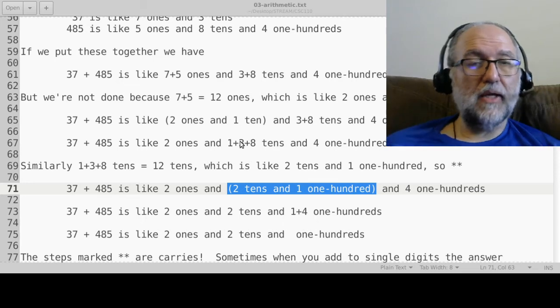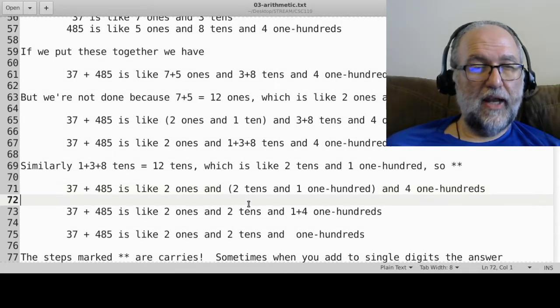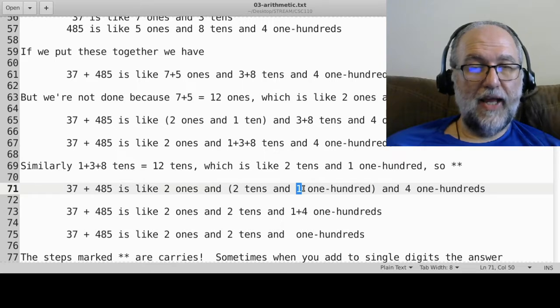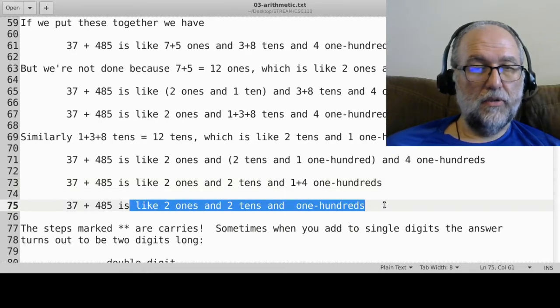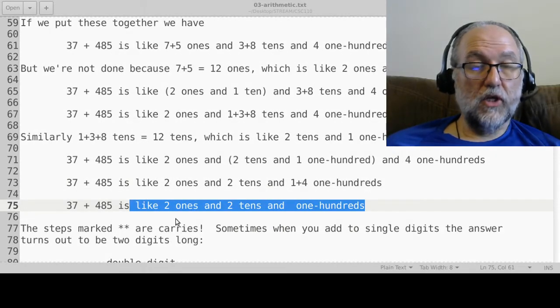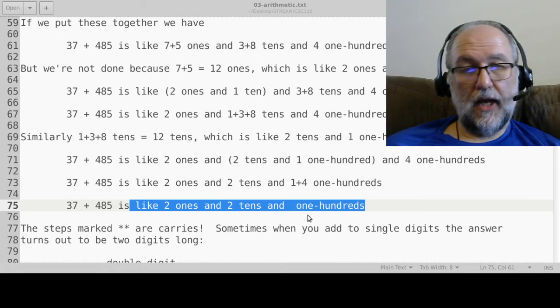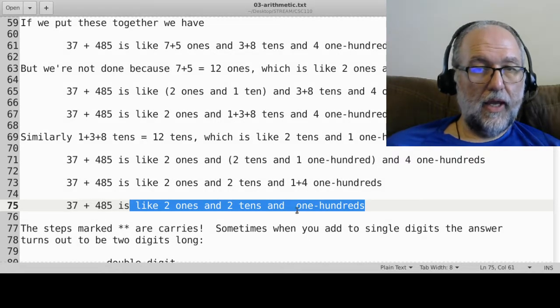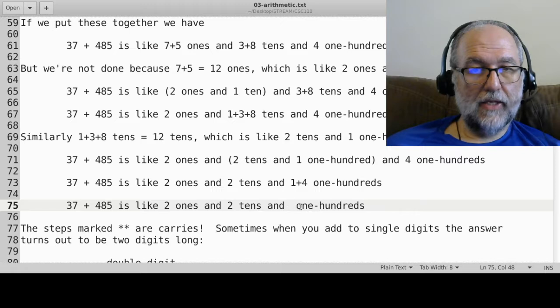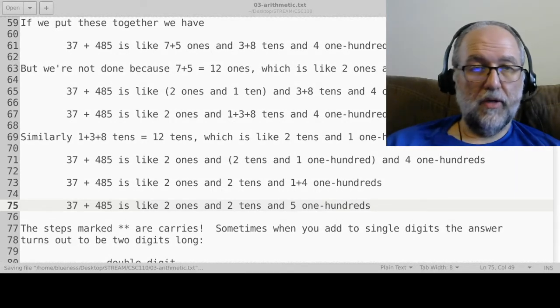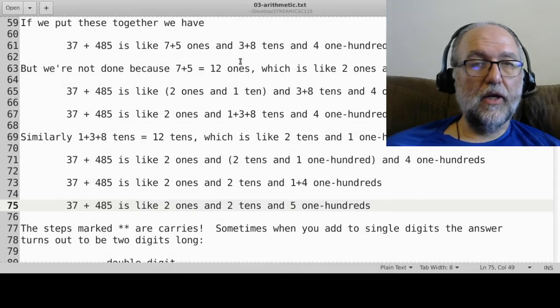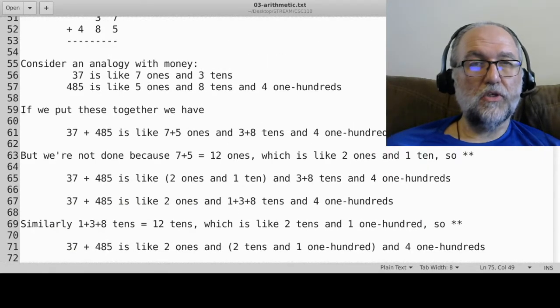And then I'm just going to regroup these, and it turns out that I have 2 tens and I have 1 100 from the regrouping of the tens, plus the 4 100s originally, so I have 4 plus 1 100s. And then finally, I'm down to the answer as 2 ones, 2 tens, and whoops, I lost my 5. There we go. And 5 $100 bills. Okay, now if you take a look at those steps, I hope that wasn't too confusing.